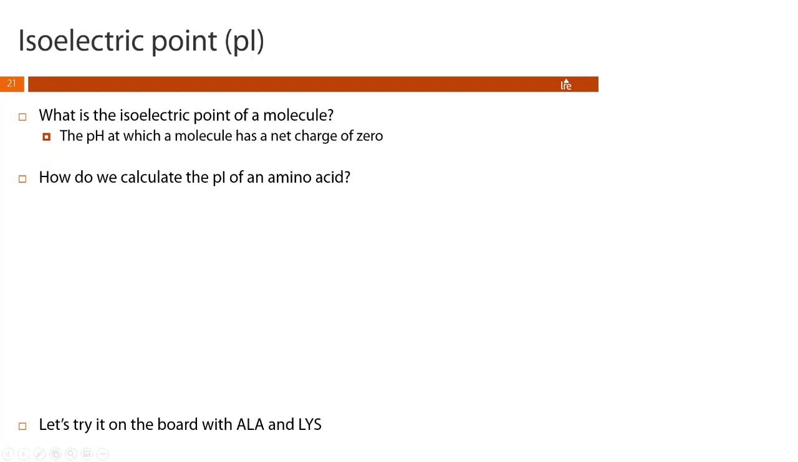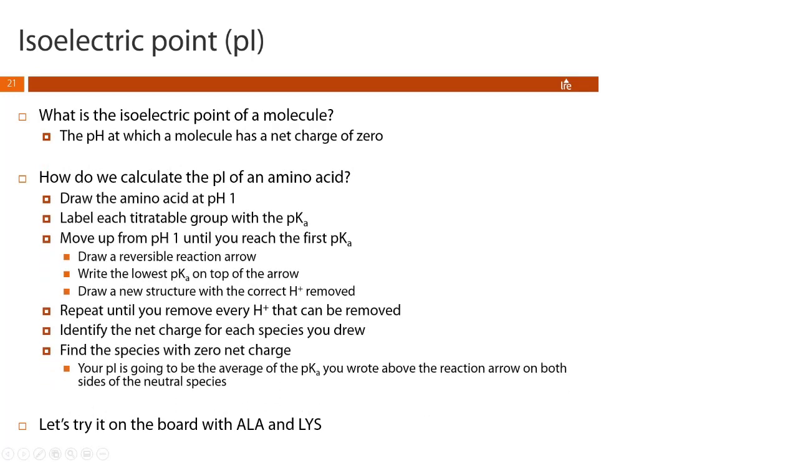And we're going to calculate the pI of an amino acid with these steps right here. I know this looks like a bunch, but we're going to go through it together on the board with alanine and lysine. So we're going to start by drawing the amino acid at pH 1. Then we're going to label each titratable group with the pKa.